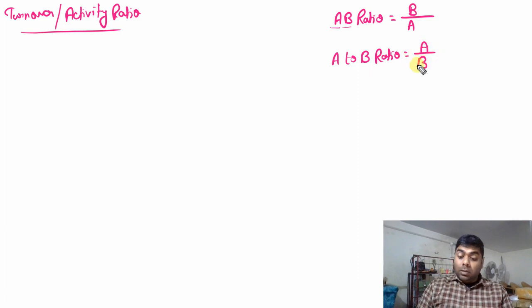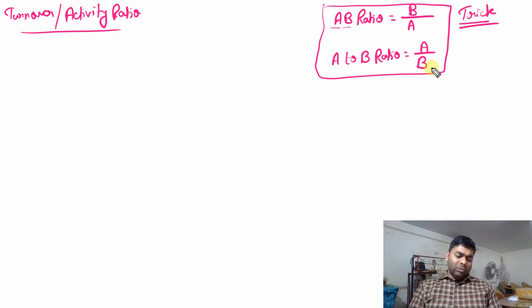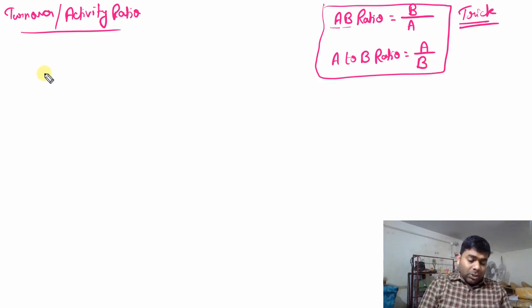Understood? Now, at the end of this, I will tell you the exception. There is only one exceptional formula where this trick is not applicable. Otherwise, this trick is applicable in each and every formula of this chapter. So we are going to study about turnover ratio. Now, see, there are many kinds of turnover ratio. I am going to tell you only three turnover ratios.